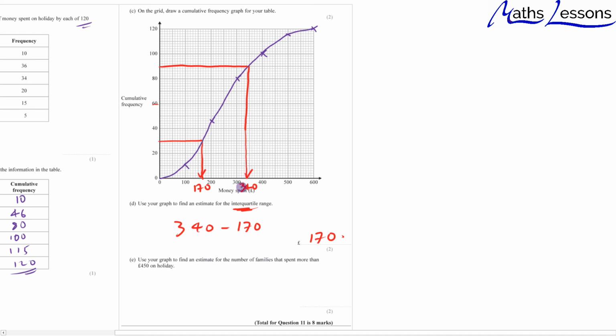Maybe it's just not quite lining up properly because the curve wasn't quite right. So there is some leeway, usually the examiners give you plus or minus 10, plus or minus 20 on a question like this.